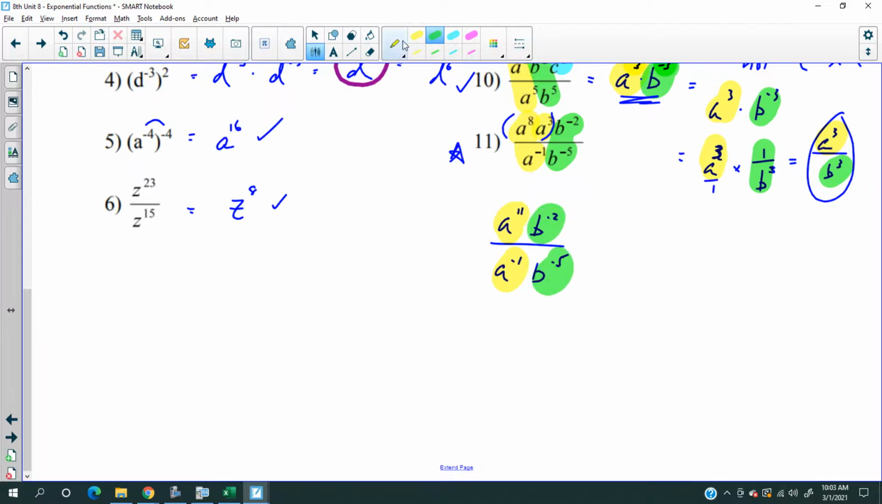Like this, right? So let's see, a to the 11th, so 11 minus negative 1. By the way, be careful, this is 11 minus negative 1, so that's 12. So that's B, and now I'm going to be careful here. This is negative 2 minus negative 5, because when you divide, you're subtracting. That's why we're subtracting, because this division bar tells us to subtract. So negative 2 minus negative 5 has to be 3.